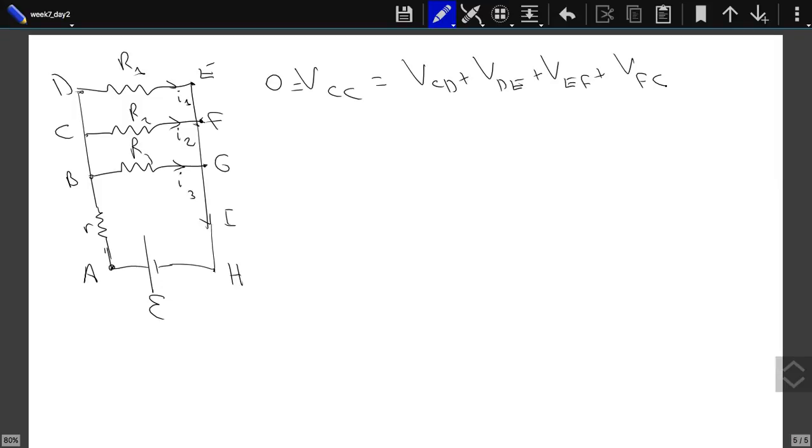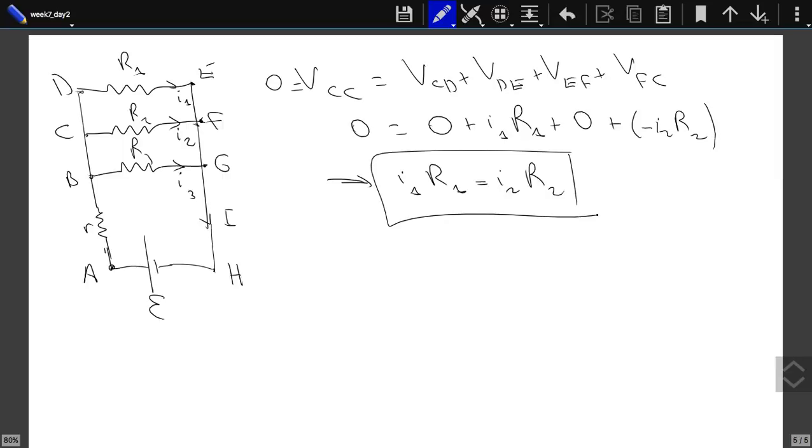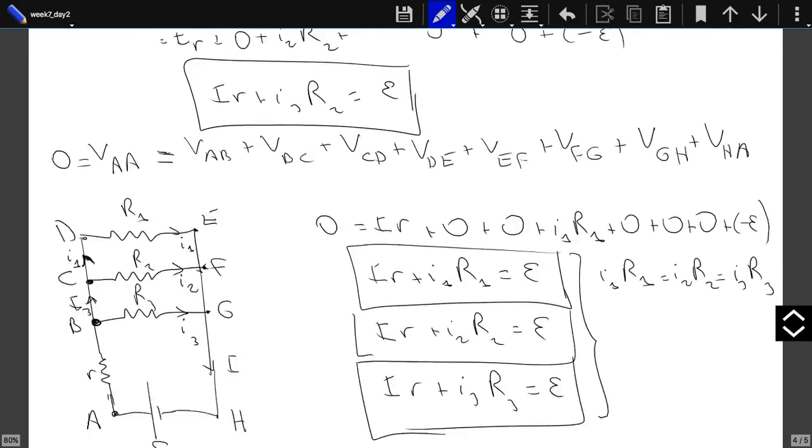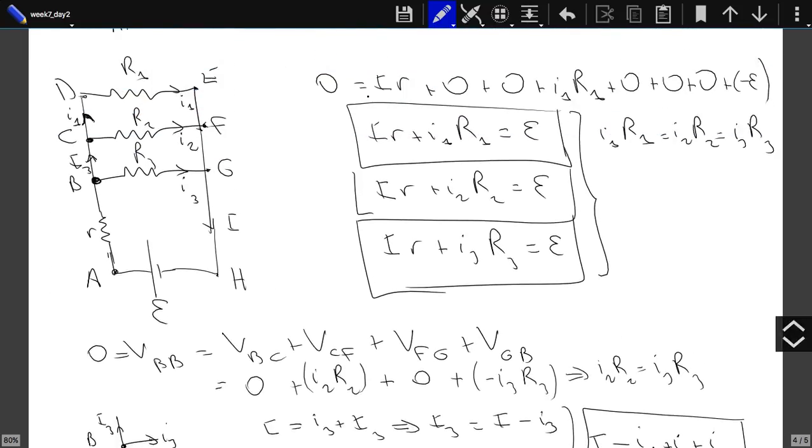What is the potential drop as we go from C to D? 0. From D to E, potential drop? I1 times R1. From E to F, the potential drop? 0. From F to C, the potential drop? Minus I2 R2. So this tells me that I1 R1 should be equal to I2 R2. But this is something that I already knew, from these 3.